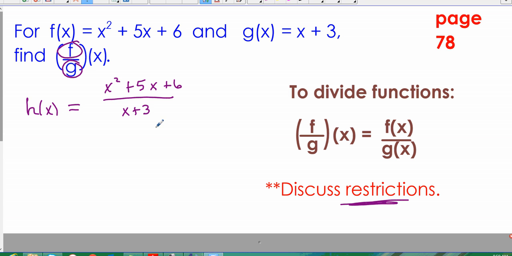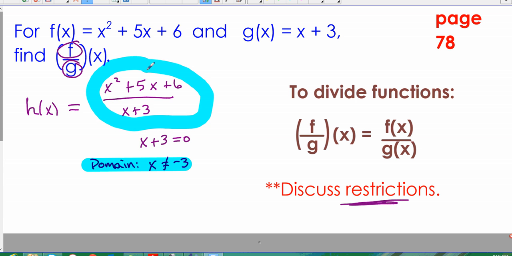So with that being said, we want to know what value is going to give us a value of 0 in our denominator. So we can take our denominator and set it equal to 0, and we find out that when x is negative 3, negative 3 plus 3 is 0, and that will give us something that we cannot do. So the restriction on our domain is that x cannot equal negative 3, because when that happens, we get an error in our calculator. We cannot divide a function by 0. So here's your domain, and here's your h of x function.